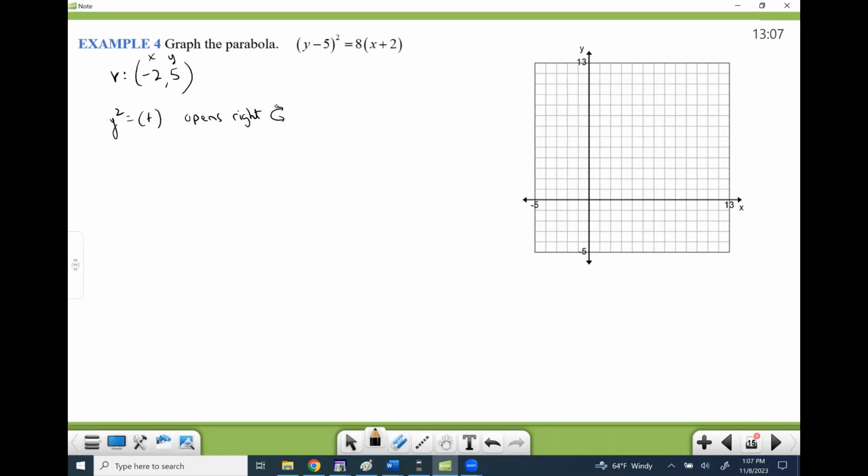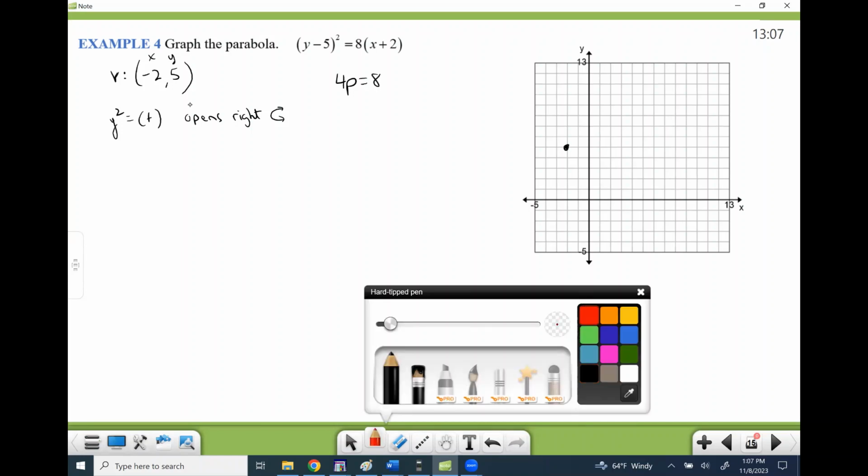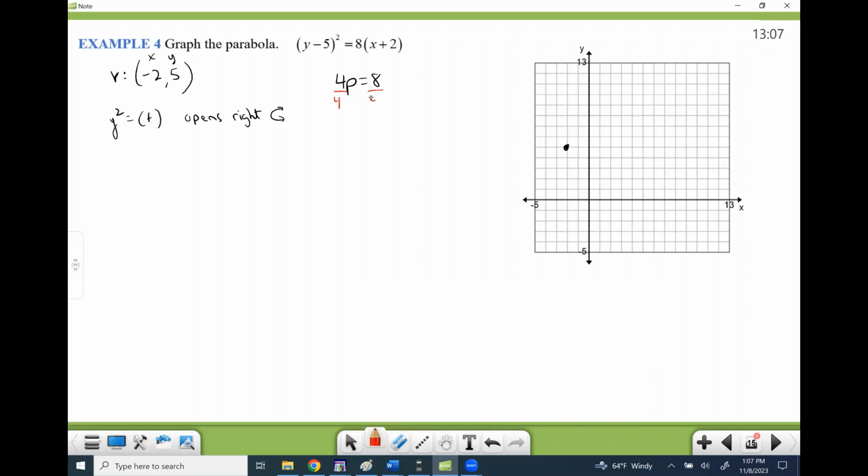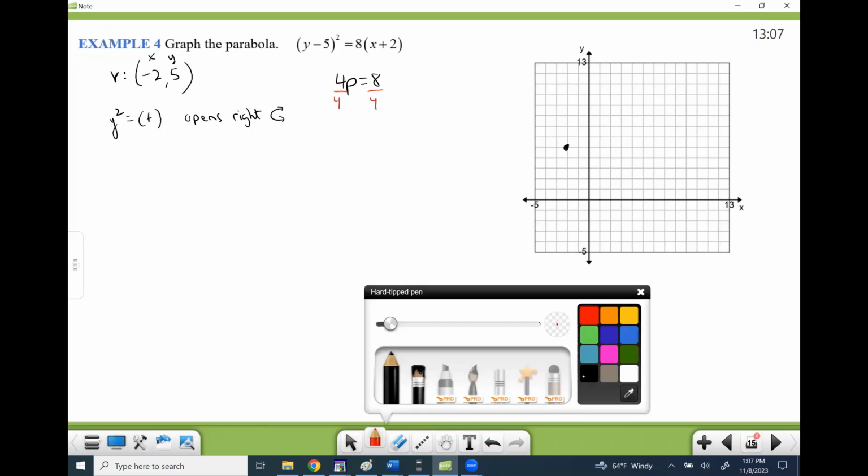So I'm going to go to -2, 5. That's where the vertex is going to be. Let's go and get the p. So 4p equals the number that's in front of the non-squared term. And we're going to go ahead and divide by 4. So we get that p equals 2.